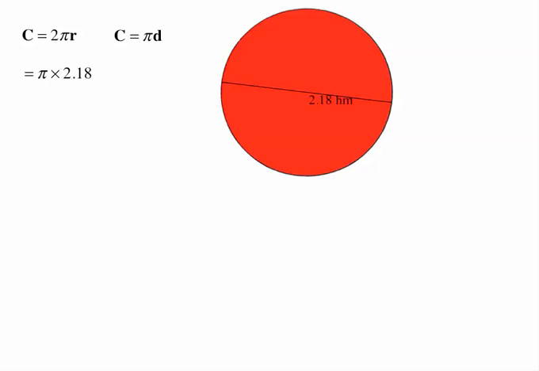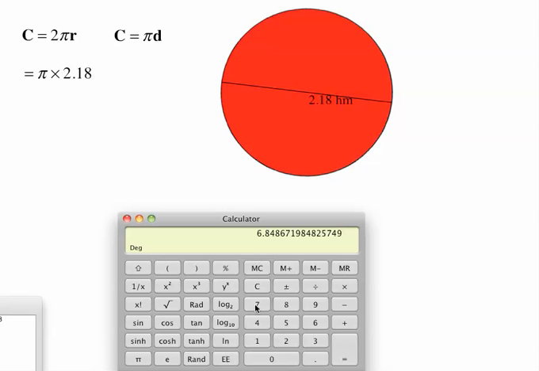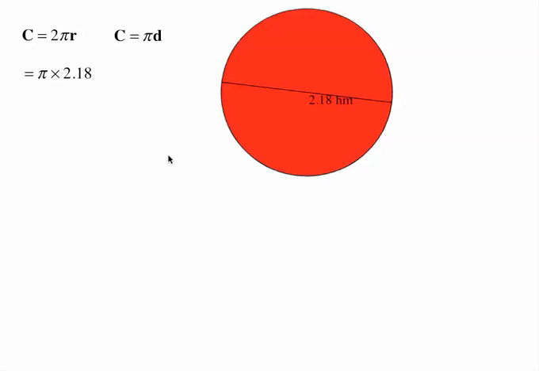And then we get our handy-dandy calculator. And so we just do pi times 2.18. And that gives us this big, huge number, which we then are going to just round off to about 4 or 5 decimal places. Okay, and there's our answer.